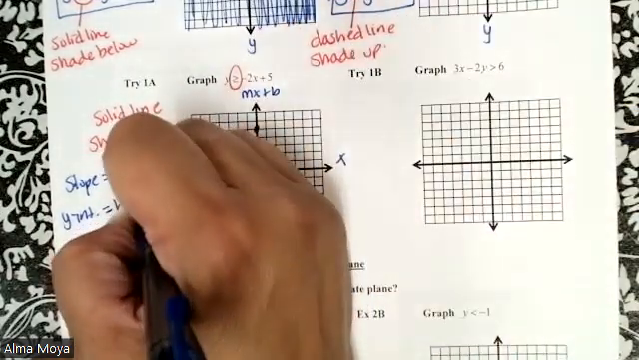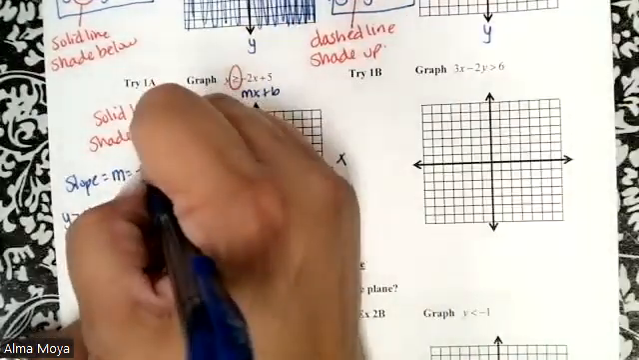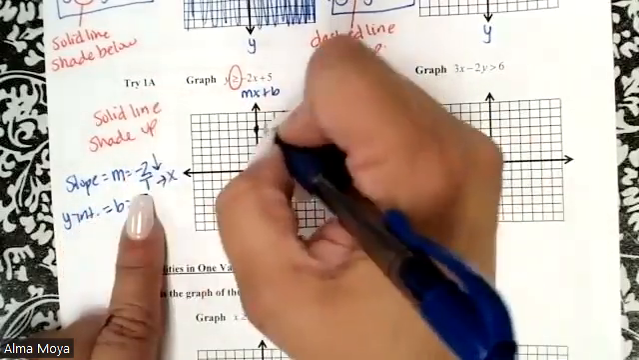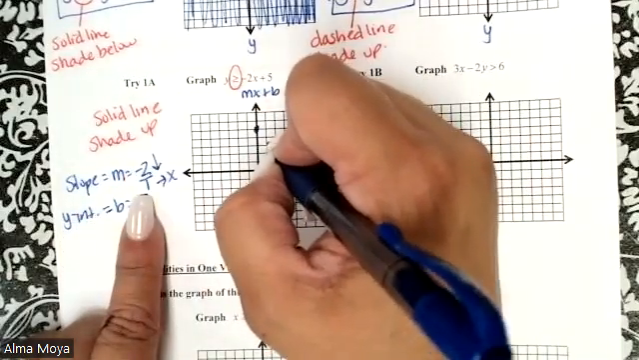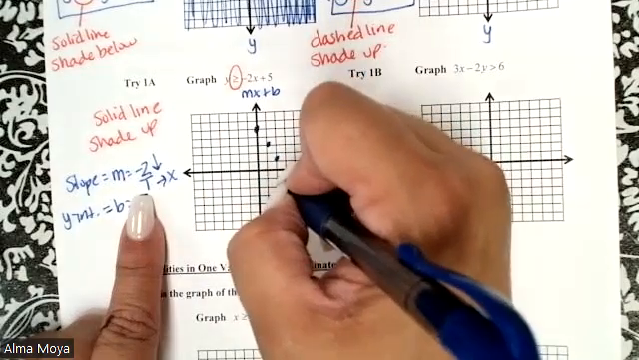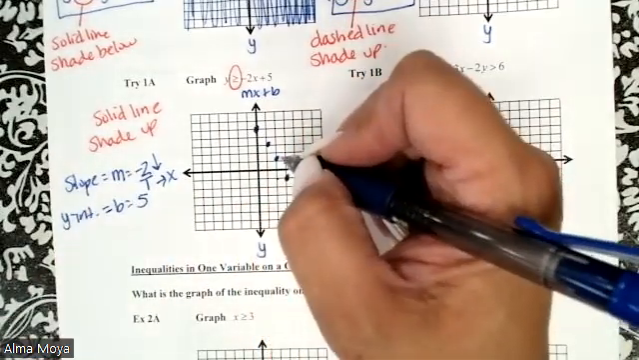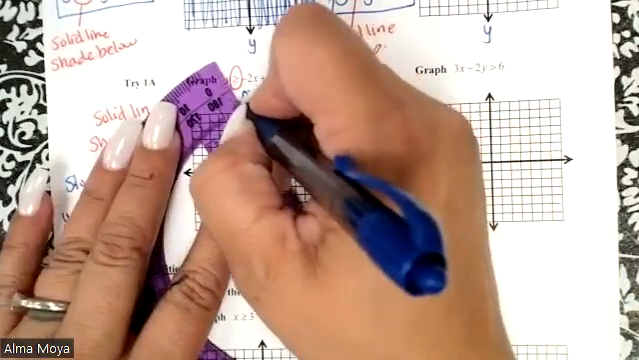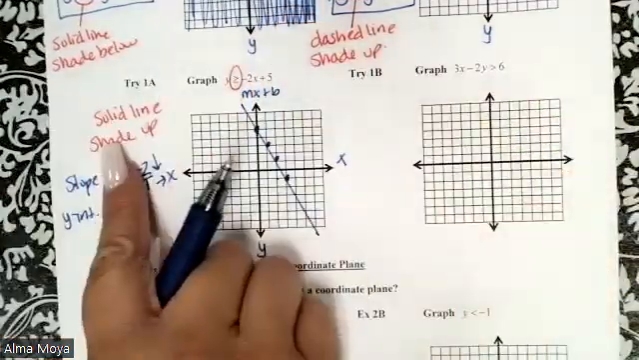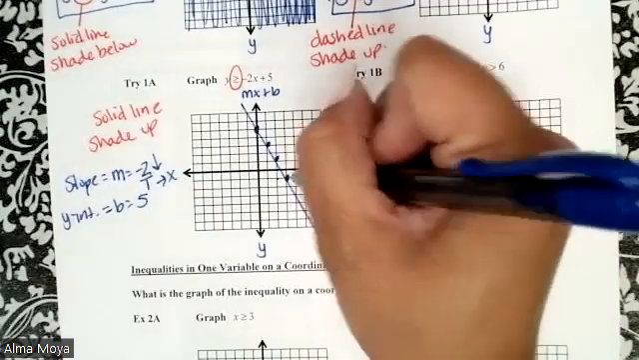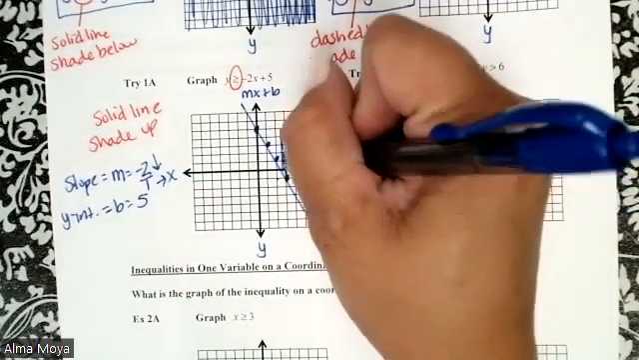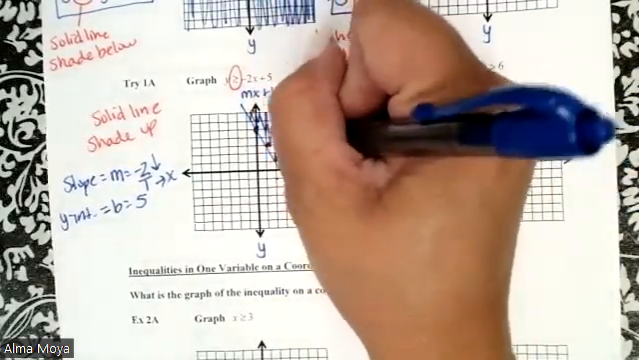My slope, I'm going to make that into a fraction. Negative means go down 2, 1 to the right. Down 2, 1 to the right. Down 2, 1 to the right. You're going to connect it with a solid line. And then shade up. So pick a point on the graph and just go up. And that's going to show you what side to shade.